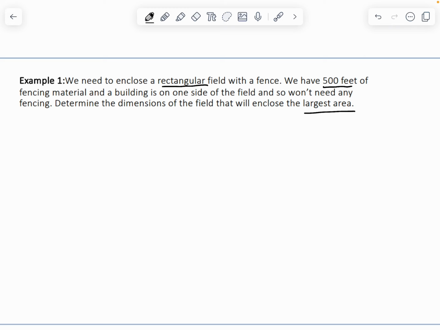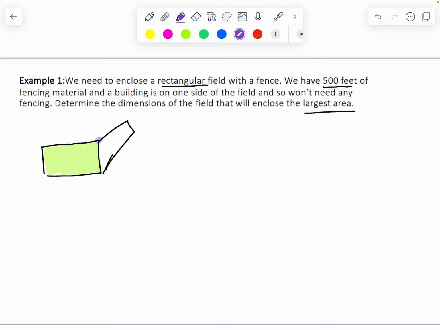I'm going to go ahead and draw a picture. I am told that I have this rectangular field. We'll color it in green. And I'm told that on one side there's a building. Pretend that's a building. It's a very ugly building. Okay, so we want to do a fence, but we only need to do the fence around these three sides, because the building blocks off the field from there.